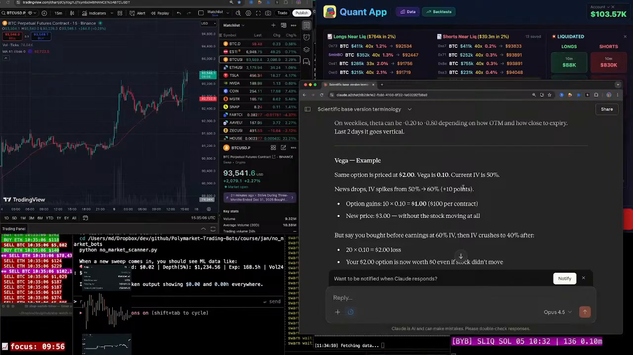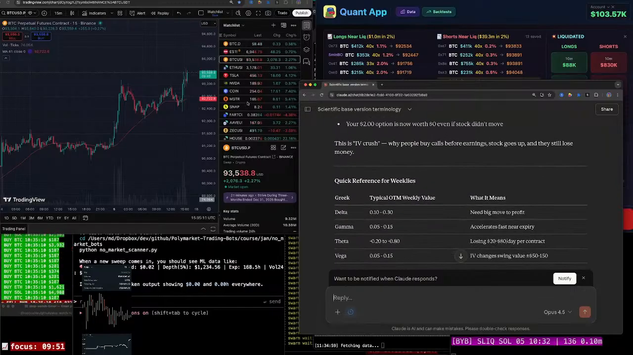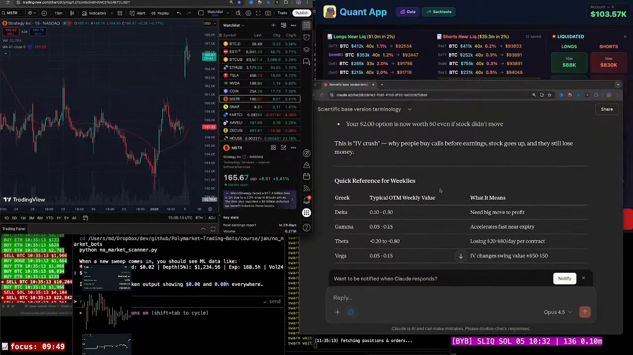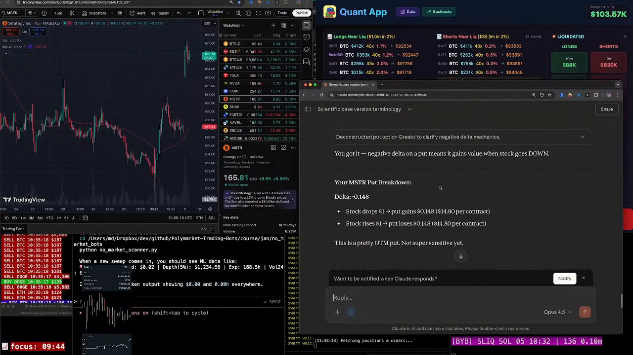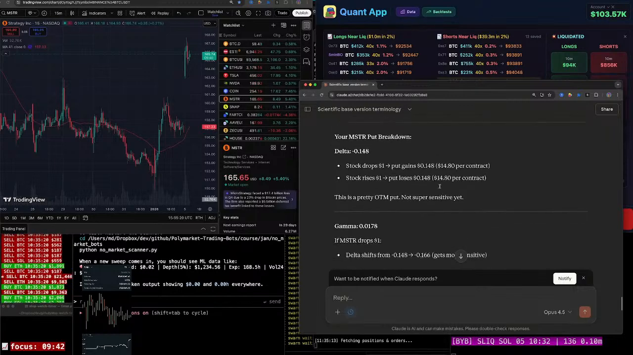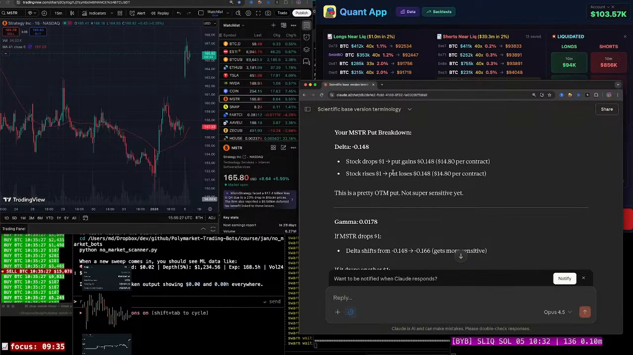Okay, sick. Let's go ahead and look at the real data now. So this is real data on MSTR right now. Negative delta on a put means it gains value when the stock goes down. Okay, your MSTR put breakdown: delta is negative 0.148. If the stock drops $1, the put gains 0.148, so $14.80 per contract if the stock drops $1.